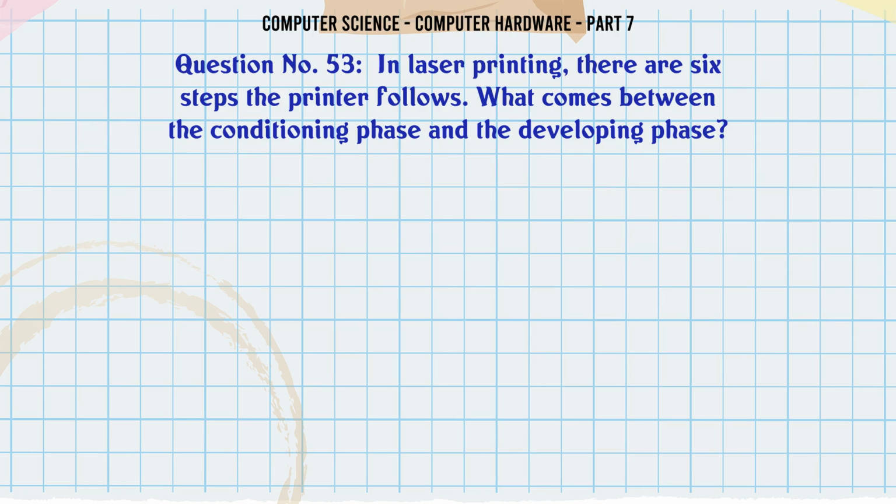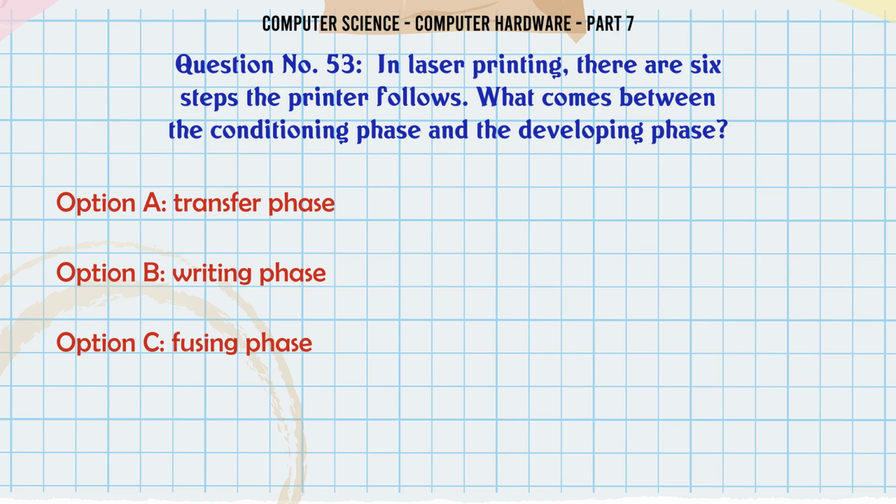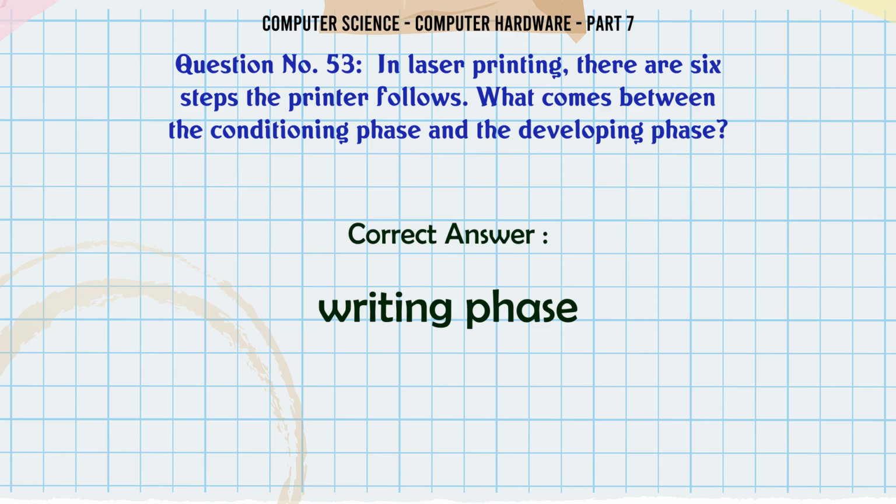In laser printing there are 6 steps the printer follows. What comes between the conditioning phase and the developing phase? A. Transfer phase. B. Writing phase. C. Fusing phase. D. Cleaning phase. The correct answer is writing phase.